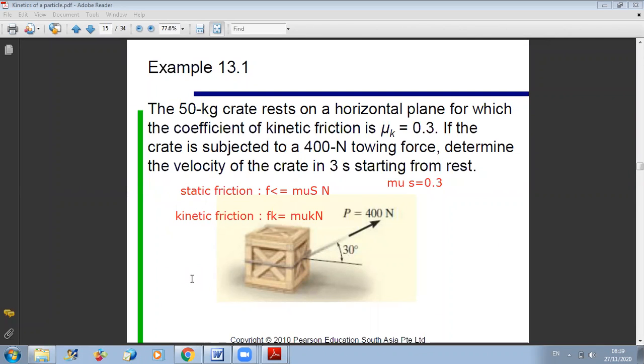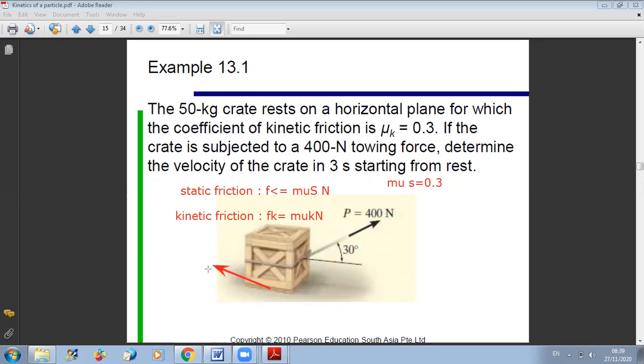But I can ask you the problem in a different way. I can tell you I am putting a force P of 400 Newton on the box. Will it move or not? To know if it will move or not, I should give you the static friction and the kinetic friction. So what will you do? First, you will assume that it will not move. If it will not move, then the friction is static.